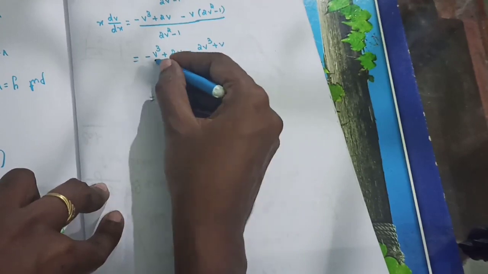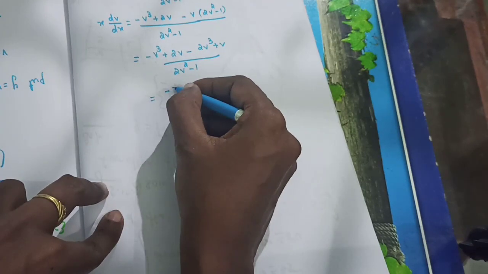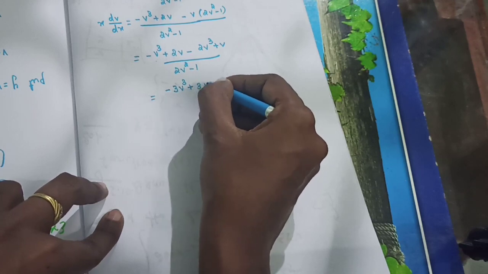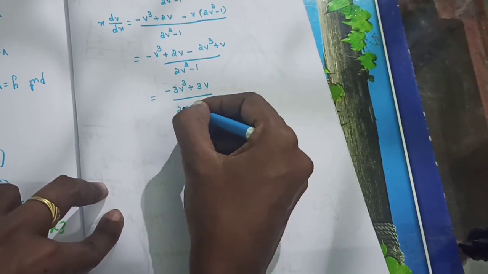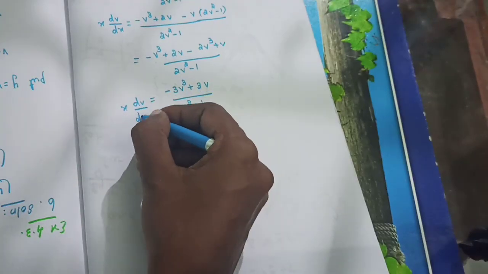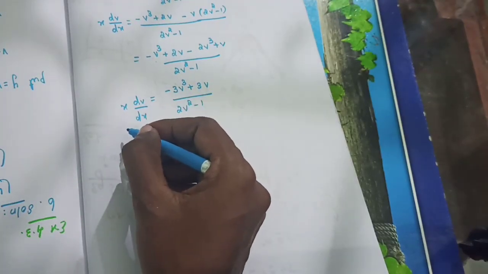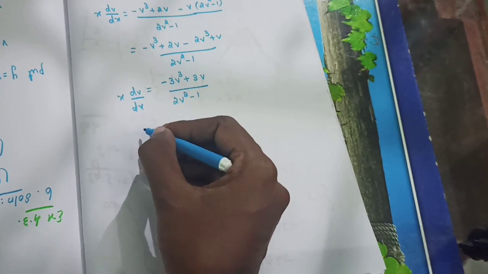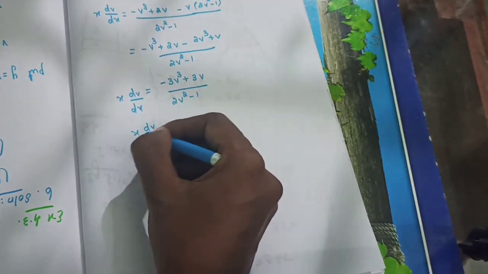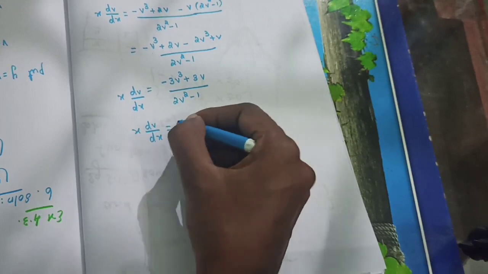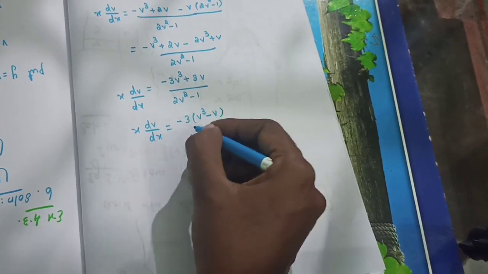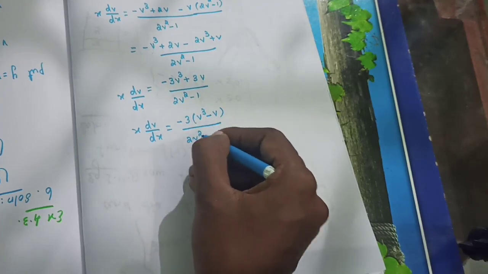So that is equal to minus v cube minus 2v cube, so totally minus 3v cube plus 3v. Correct? That is 3v divided by 2v square minus 1. This is the same as x into dv by dx. Next step, we will take 3 as common in the numerator. So x into dv by dx is equal to minus 3 you can take outside, and you will get v cube minus v divided by 2v square minus 1.